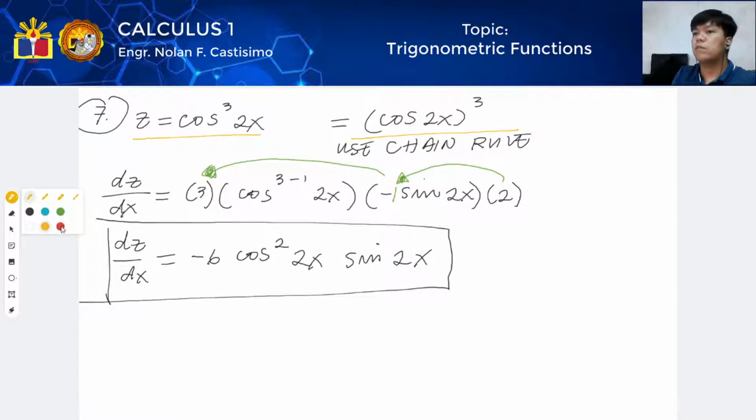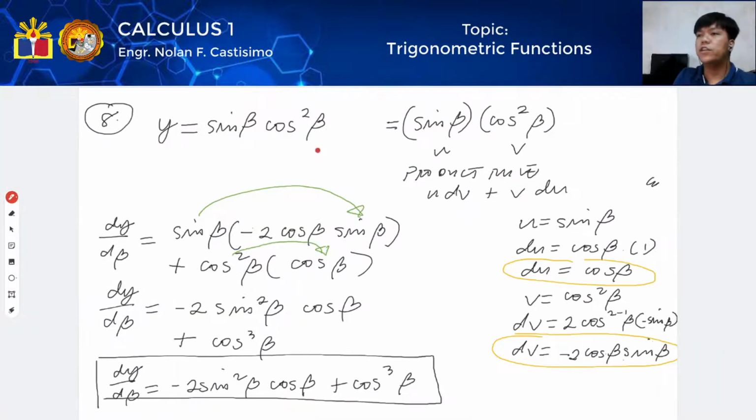So, papansin nyo, si 3, kinuha natin 3. And then, cosine 3 minus 1, 2x. And then, the derivative of cosine 2x, which is negative sine 2x. Tapos, yung derivative ni 2x, 2. Ngayon, simplify natin siya. So, si 2 times negative 1 is equivalent to negative 2 times 3. Okay? So, we now have negative 6, and then cosine squared 2x. So, 3 minus 1, 2. And then, sine 2x. So, ito na yung answer natin. Okay? Yan na yung final answer.